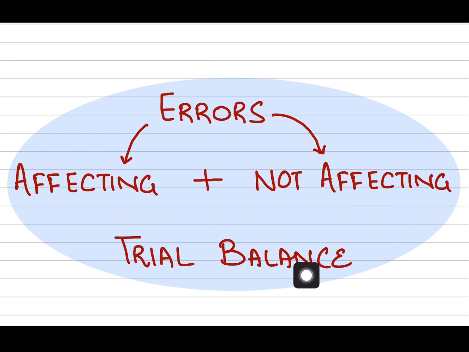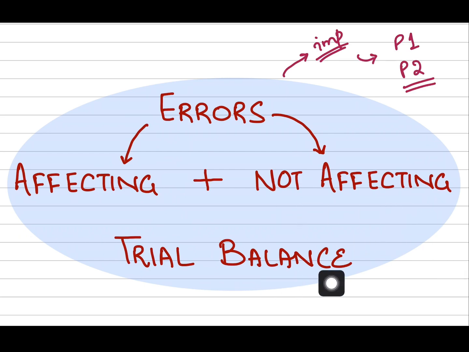In this video we'll be starting with a new topic, and that is errors affecting and not affecting trial balance. This topic is very important. Why? Because this is one of the most favorite topics of the examiners, because it is tested in every attempt in paper 1 as well as in paper 2, right? So make sure that you are familiar with all the errors that affect trial balance and those that do not affect the balancing of trial balance.